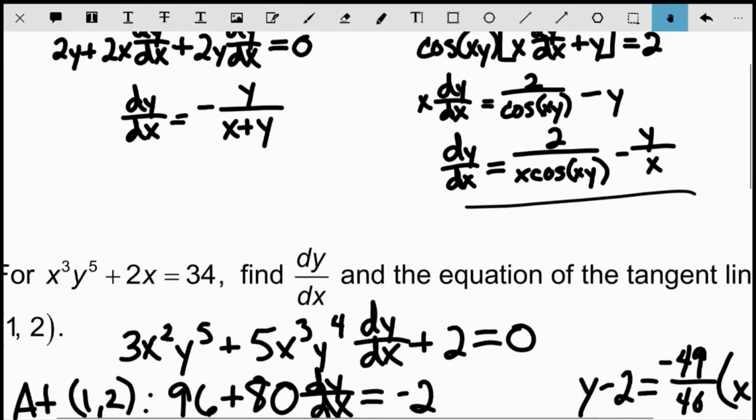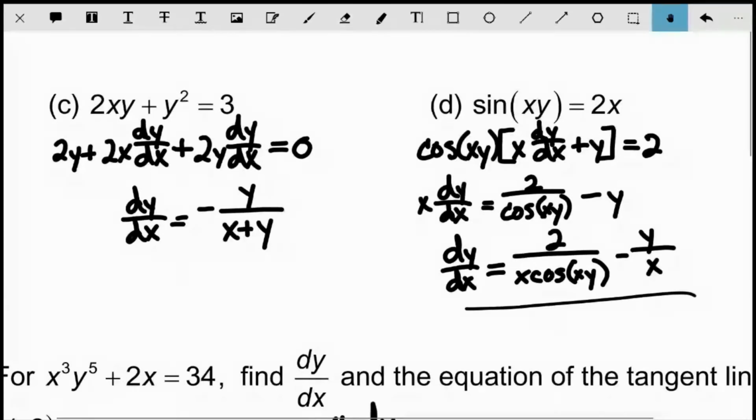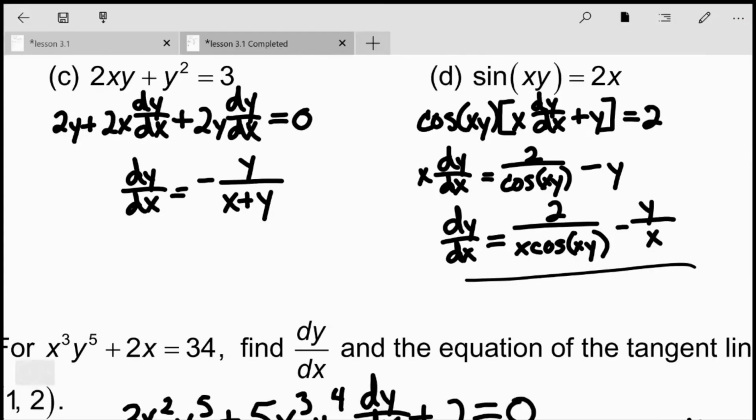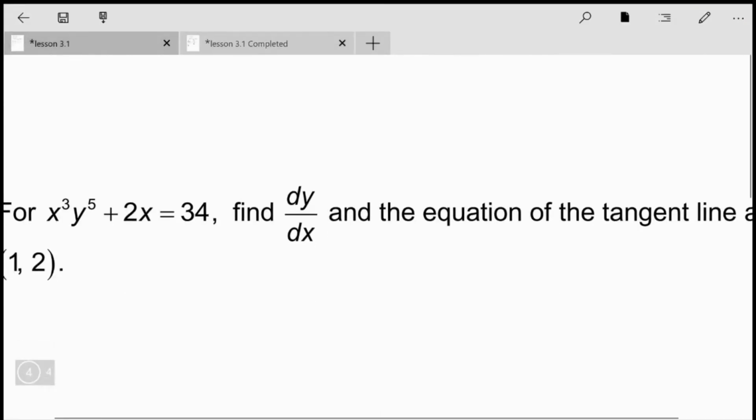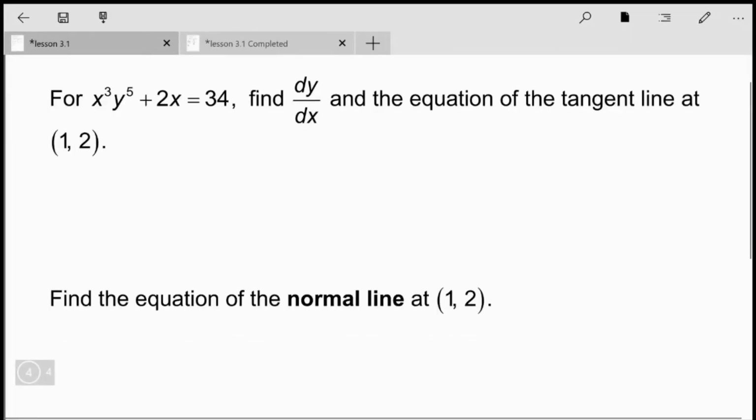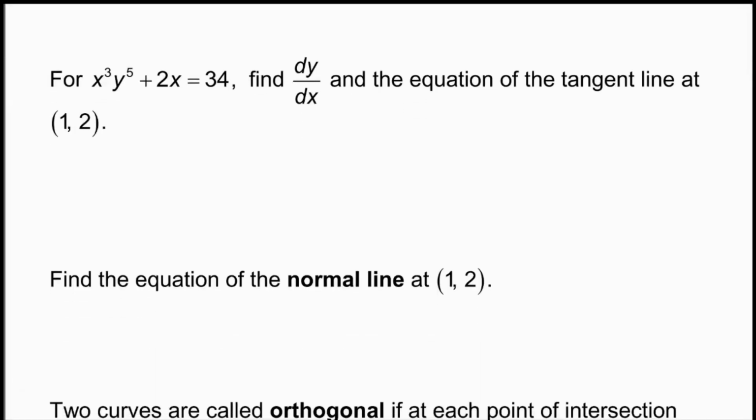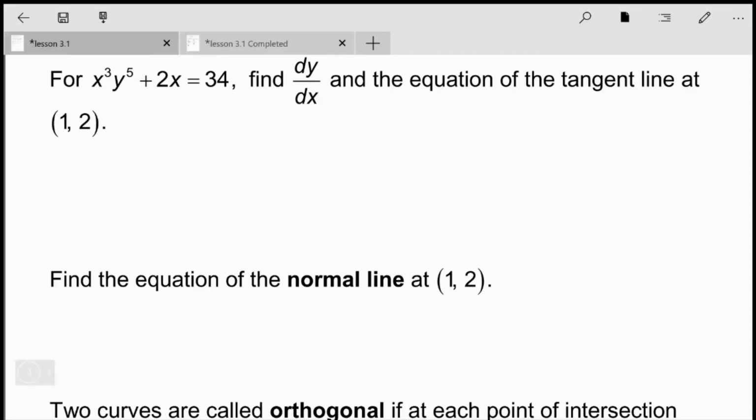All right, let's take a look at a couple more here. So for the next one, what I want you to do is find dy dx, and I want you to find the equation of the tangent line, and then I also want you to find the equation of the normal line. Okay, so nothing really different than what we did before. It's just that now we're using implicit differentiation. So pause the video, work through this problem, and when you come back, I'll show you the solution.